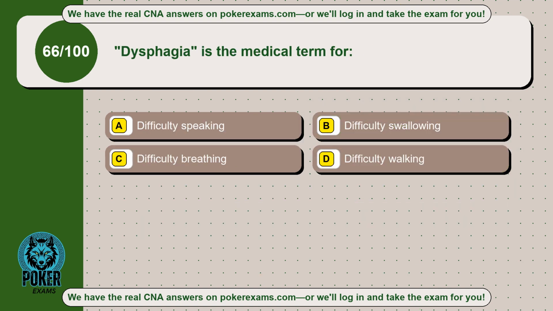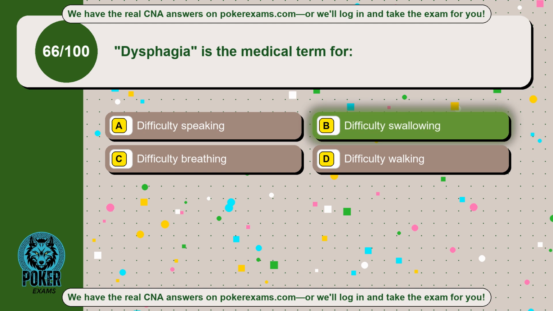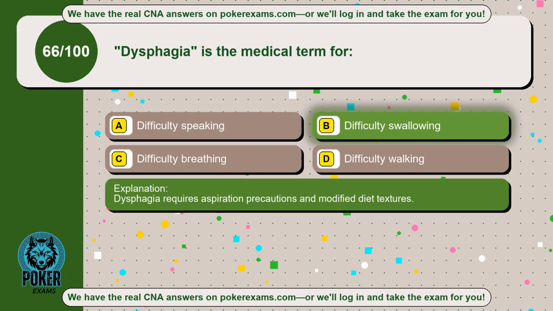Question 66. Dysphagia is the medical term for: Option A, difficulty speaking. Option B, difficulty swallowing. Option C, difficulty breathing. Option D, difficulty walking. The correct answer is option B, difficulty swallowing. Dysphagia requires aspiration precautions and modified diet textures.